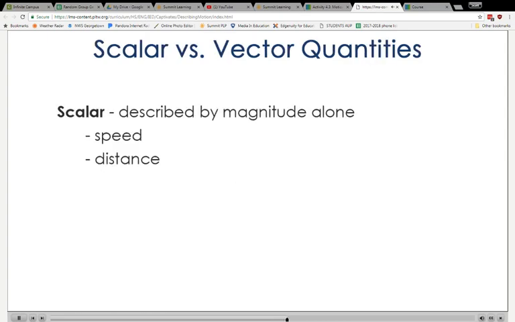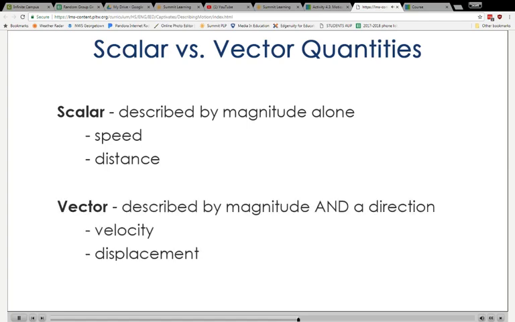Speed is a scalar quantity. That means it's described by only a number. For instance, 10 miles per hour or 35 feet per second. Distance is also a scalar and can be described by only a magnitude. But displacement is a vector quantity because it is always associated with a direction from the initial position. Displacement is described by a magnitude and a direction. For instance, 10 miles due north or 1.5 feet down.